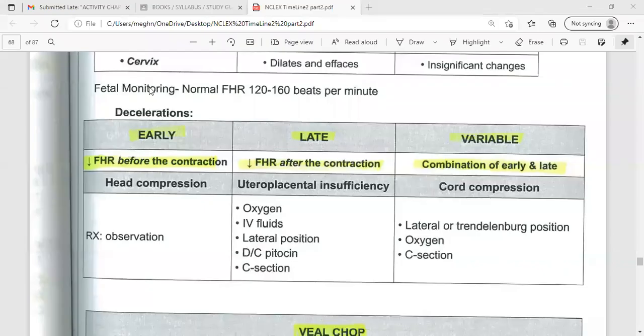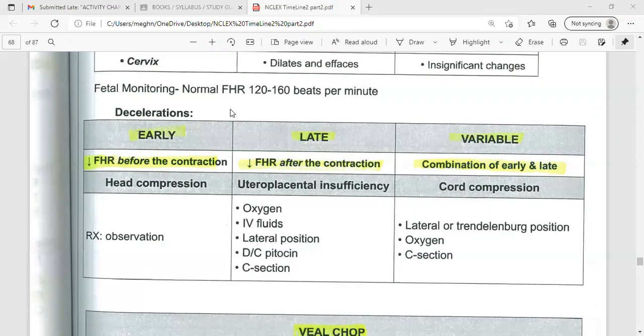So as I told you, normal fetal heart rate is 120 to 160 beats per minute. If the fetal heart rate is less than 120, it is deceleration. If the heart rate is more than 160, it is acceleration. But our target is supposed to be a heart rate between 120 and 160.